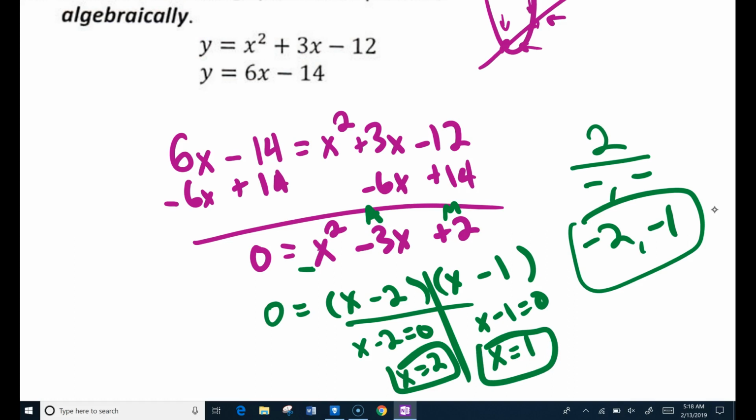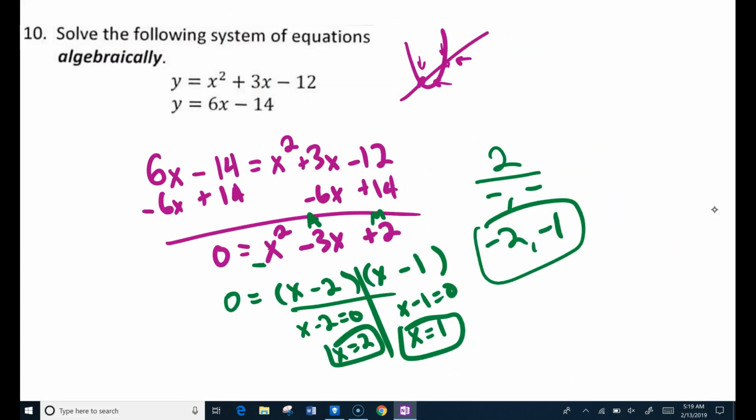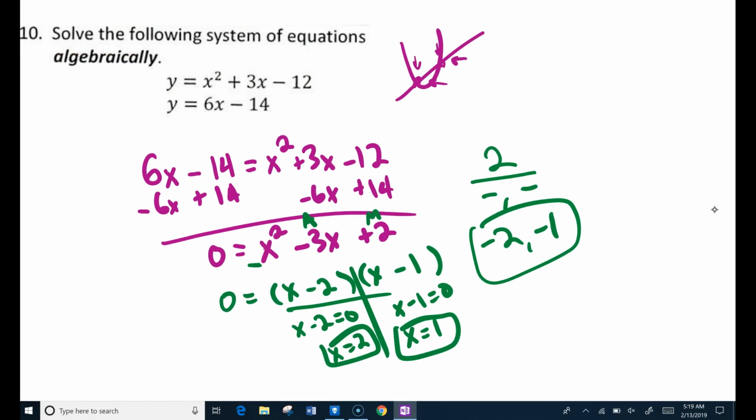Remember that when you're looking at a system of equations, you're looking for the points of intersection. So points of intersection have an x value and have a y value. Once we have our x values, we substitute them into either equation to get our y values. Now, I always pick the one that looks easiest to me, so I'm going to start with that bottom equation right there. So I'm plugging in x.